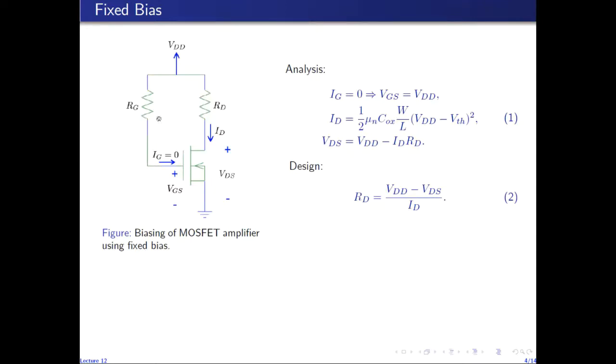Please note that since there is no current through RG, there is no drop across RG, so as far as the biasing of the circuit is concerned, RG is independent of the bias point. Later on, we'll see that for different amplifier configurations, RG will determine the input resistance of the amplifier. But as far as the biasing is concerned, RG can have any arbitrary value. It is independent of the bias point.